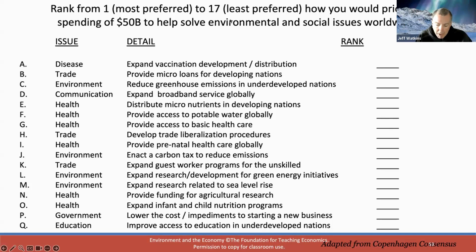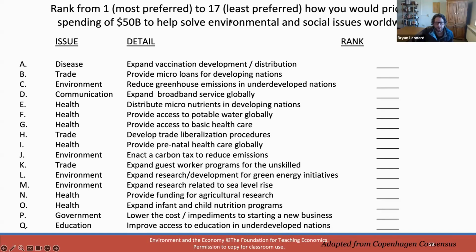Our bottom ones, we didn't get too far with the bottom ones because we had a lot of discussion on those top ones. I think we had providing microloans for developing nations as a low priority. Developing trade liberalization procedures, mainly because we weren't quite sure what all that meant. And then I wasn't sure about 15, micronutrients in developing nations. We put that low as well.